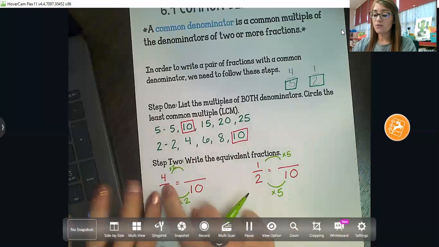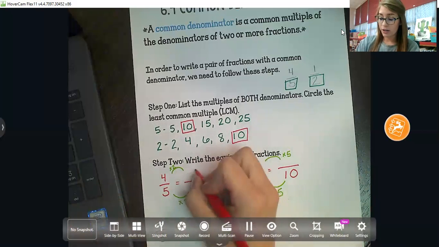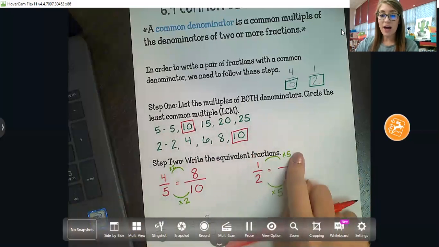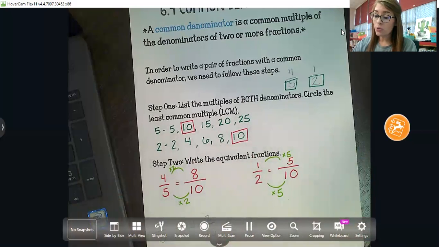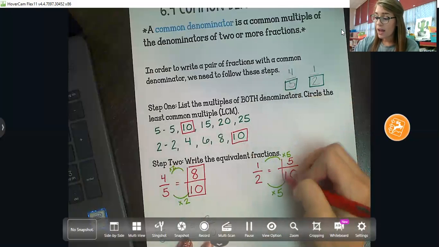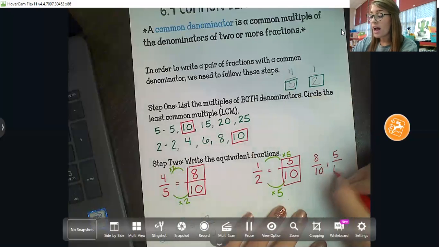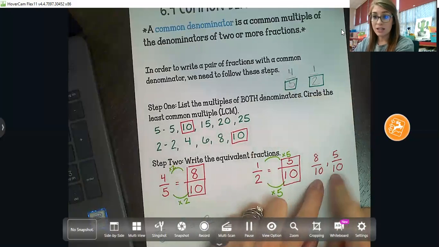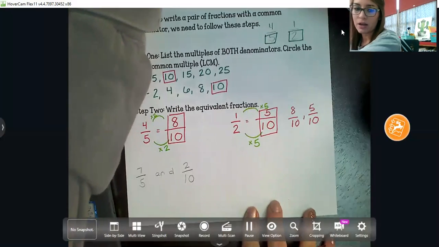Okay, so what is 4 times 2? 8. Very good. What is 1 times 5? Very good. Okay, so now I have rewritten 4/5 and 1/2 as a fraction pair with common denominators. Okay? All right, let's do one more.